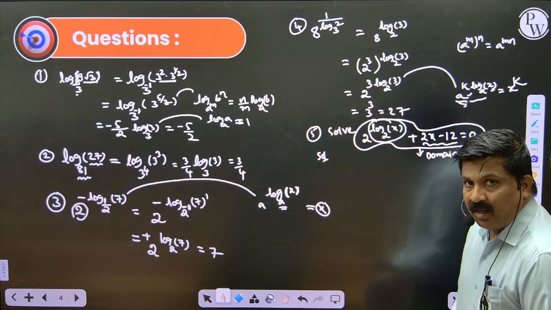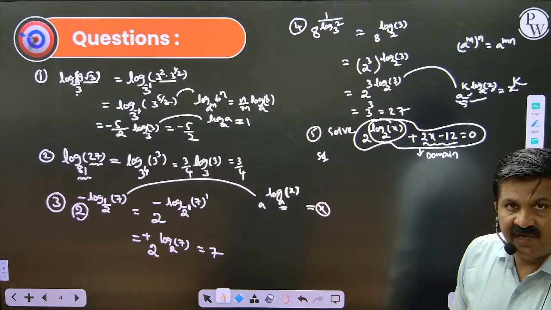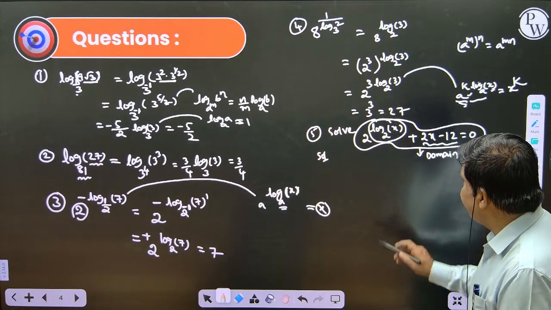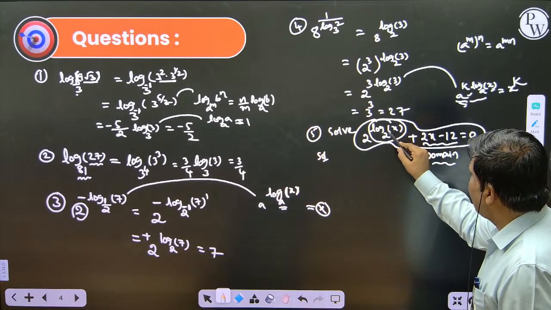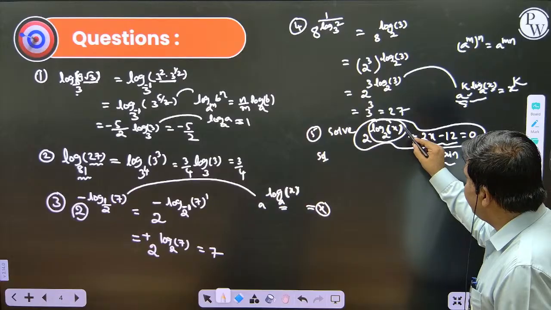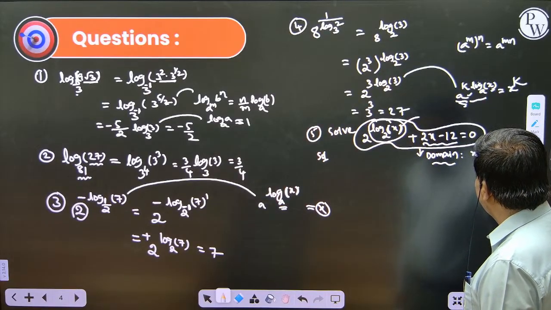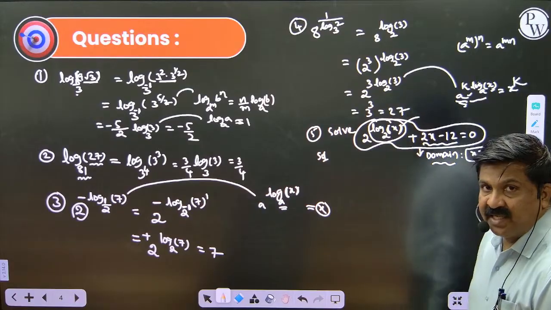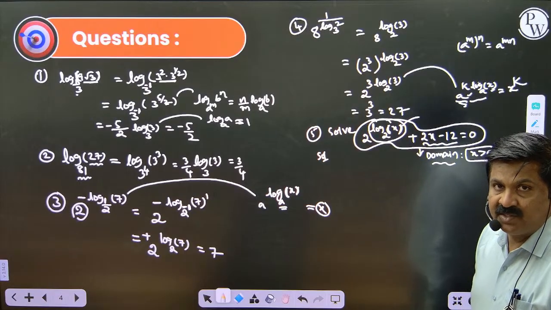Why? Logarithm is not defined for all values of x. It is defined only for positive values of x. So the domain of this function is restricted. Log is there here, so it is defined when x is positive, which we write here first. Later you solve this equation and get a solution, but that solution should be positive.